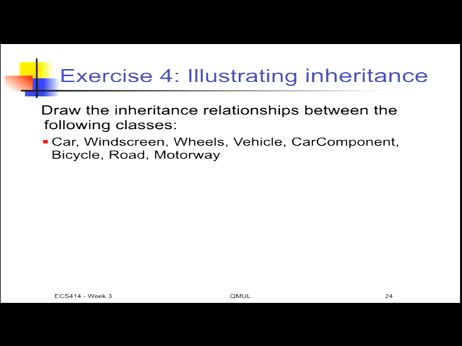So, for example, if you have pen and paper, a simple example here. Can you draw the inheritance relationship between the following classes? Car, windscreen, wheels, vehicle, car component, bicycle, road, motorway. So these could be names of classes. How would you establish inheritance relations between these classes?